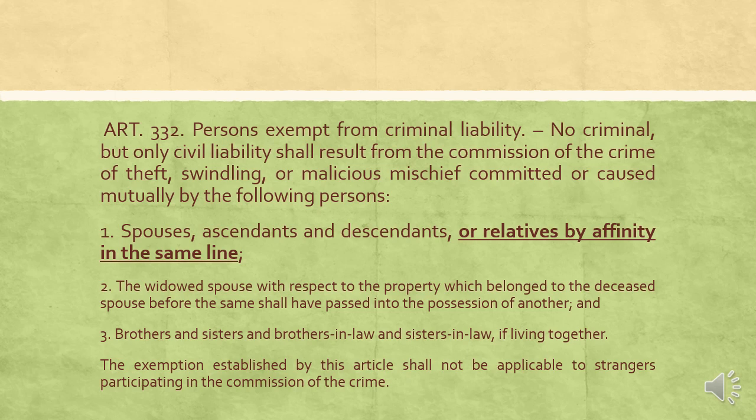My focus is only on paragraph 1 of Article 332 because it makes mention of relatives by affinity in the same line, such that if the one who commits the crime of theft, swindling, or malicious mischief against you is your relative by affinity in the same line, that relative is also exempt from criminal liability, just like your spouse, ascendants, and descendants. Now, I am showing Article 332 for purposes of emphasizing the importance of knowing who are your relatives by affinity. Otherwise, you will not be able to be accurate enough to determine who are these relatives by affinity in the same line. Okay?